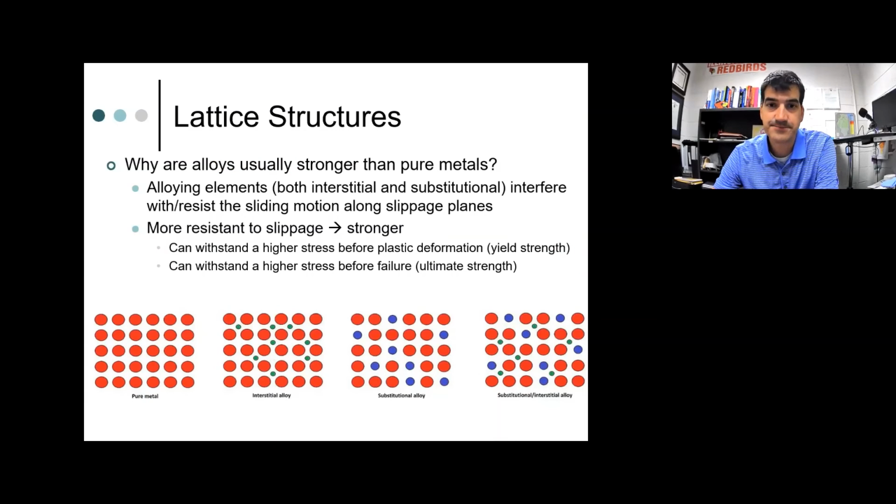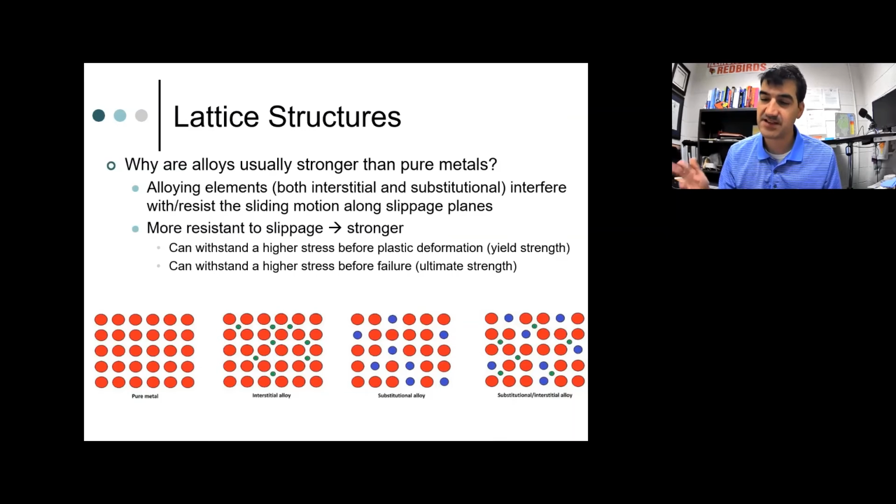All right. I think I just said most of this. So alloys tend to be stronger and harder than pure materials. So if it's stronger, let's be a little bit more clear. If it's stronger, that means it could withstand a higher force, or if we convert that to stress, stress is force per unit area, it can withstand a higher stress before it gets to the point of plastic deformation.